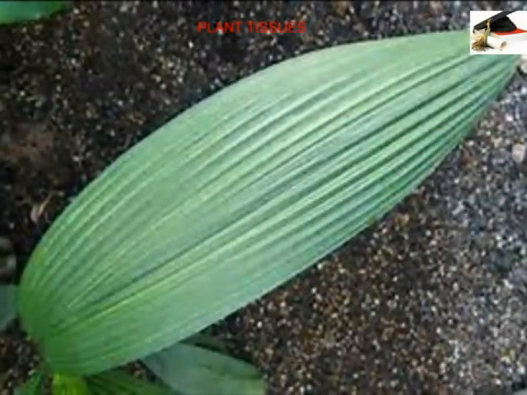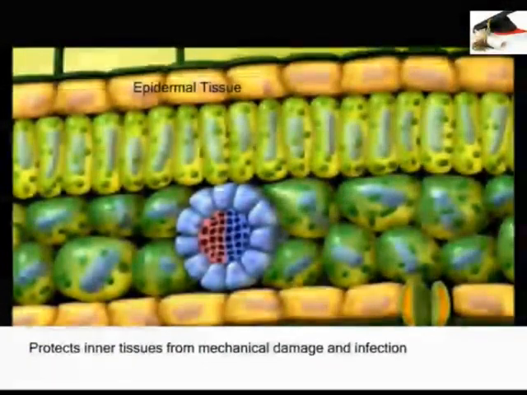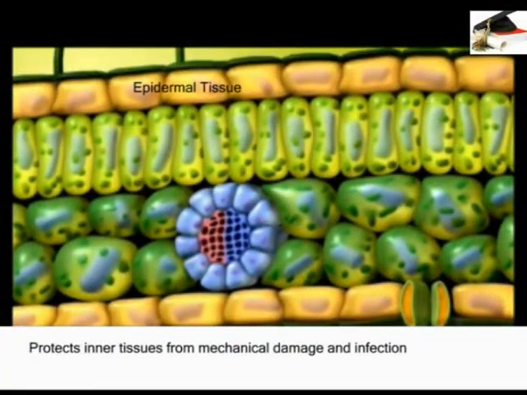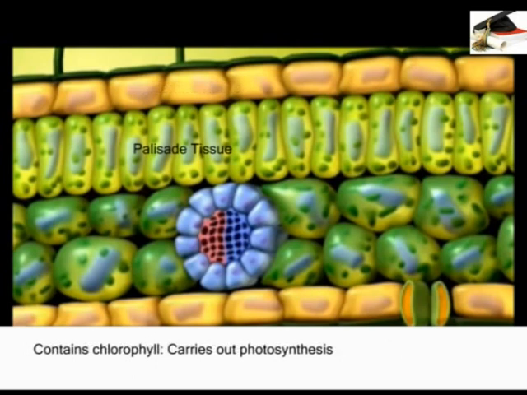Types of tissues in plants. We have the epidermal tissue of a leaf, and this is a single thin layer of cells covering the outer surface. It protects the inner tissues of plants from mechanical damage and infection. Palisade tissue, and this is a group of cells rich in chloroplast containing chlorophyll. It is the site for absorption of light energy and manufacture of food by photosynthesis.